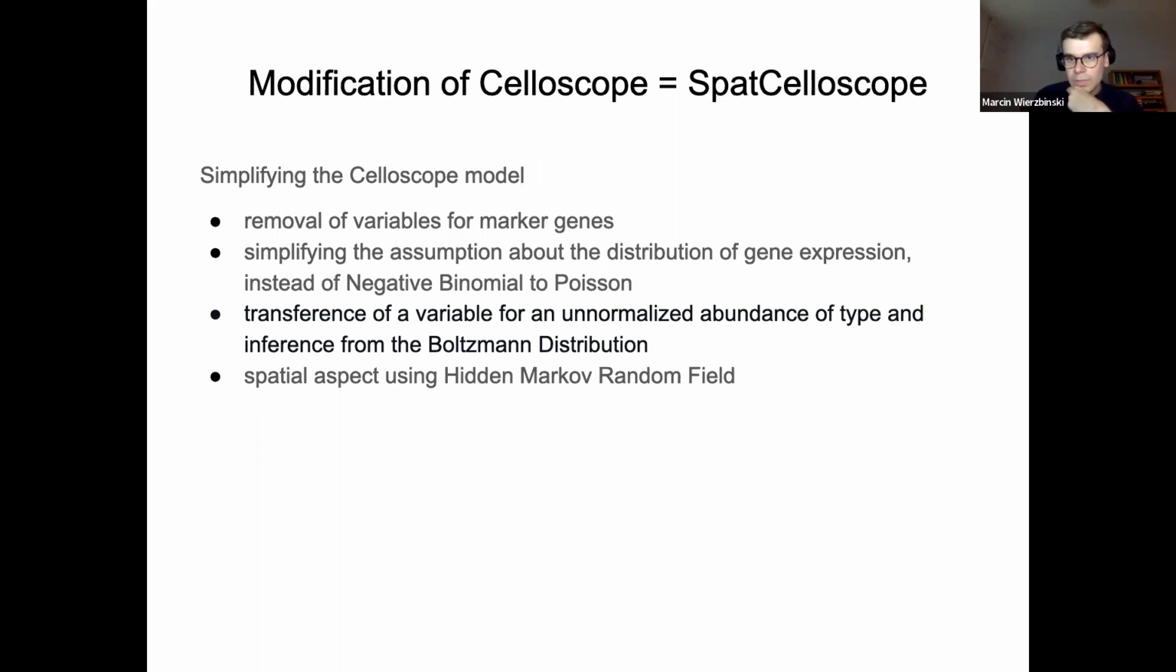From this point, it's important to indicate that I simplified the assumption about the decomposition of the gene expression level. Instead of a negative binomial, I use a Poisson distribution, which is also a discrete distribution. I also removed the variables that indicate the marker gene.